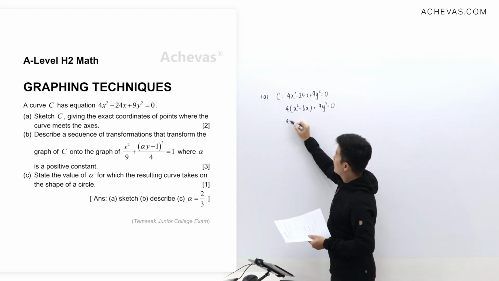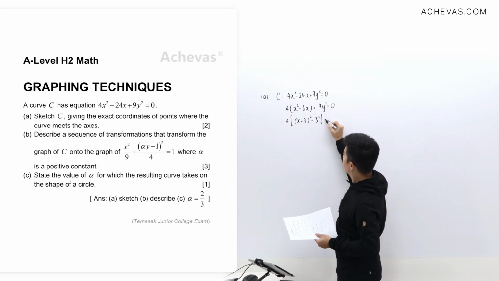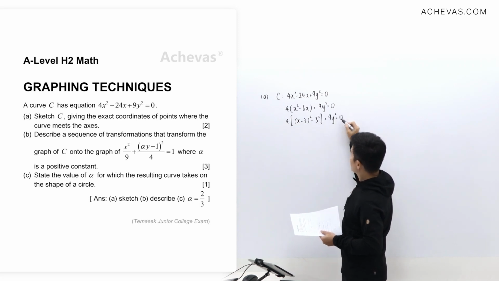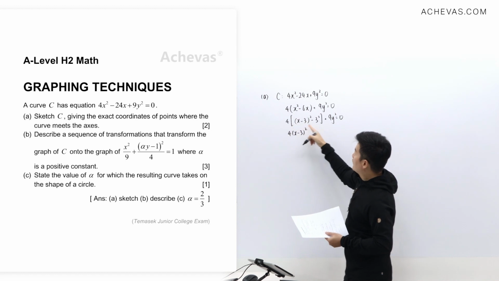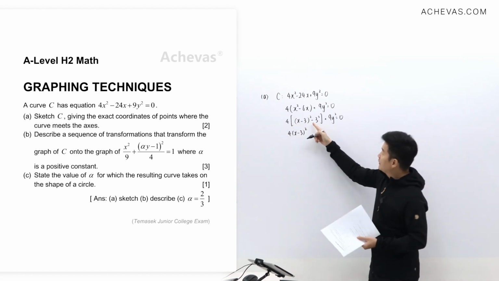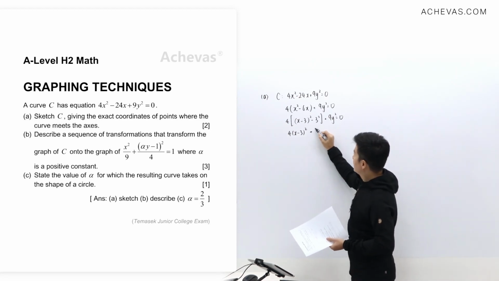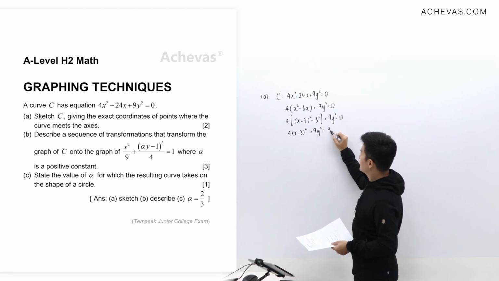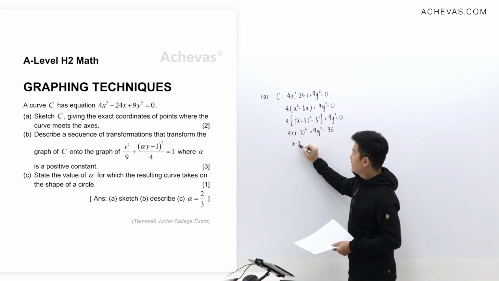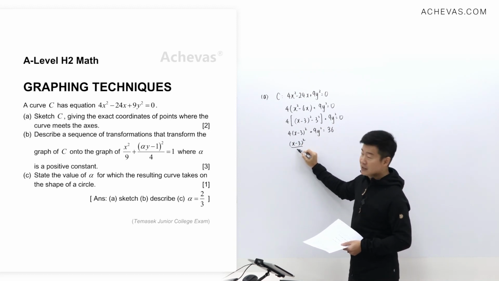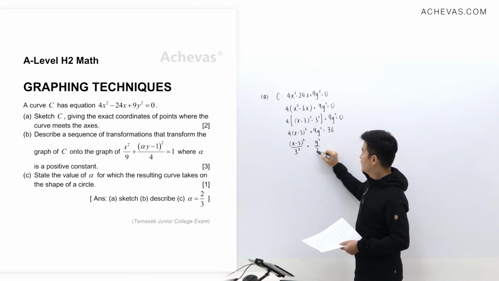So let's try to complete the square for this, which will be x minus 3 squared minus 3 squared over here, plus 9y squared, equal to 0. So we will have 4 times (x minus 3) squared, and 4 times 9 is 36. Negative 36, if I shift it over to the other side of the equal sign, is positive 36. So 4(x minus 3) squared plus 9y squared is equal to 36. Dividing throughout by 36, it will give me (x minus 3) squared over 9, which I'm going to write as 3 squared, plus y squared over 4, which I'm going to write as 2 squared.